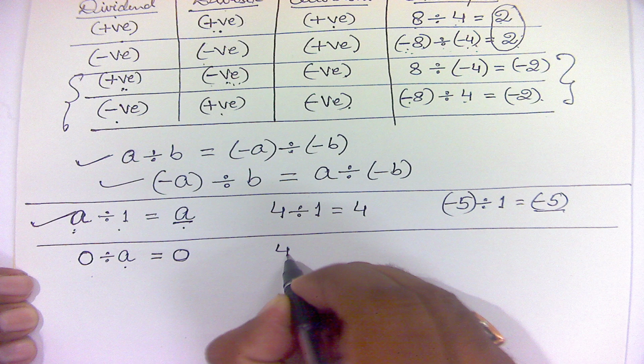So this is what we have to keep in mind while dividing with 0 and while dividing 0. If 0 is divided by any integer, the result will be 0. If any integer is divided by 0, then it is not defined, and even 0 divided by 0 is not defined. So I hope if you keep these points in mind, it will help you a lot in division of integers.